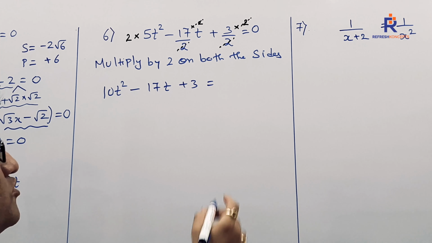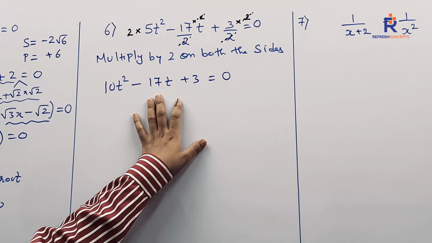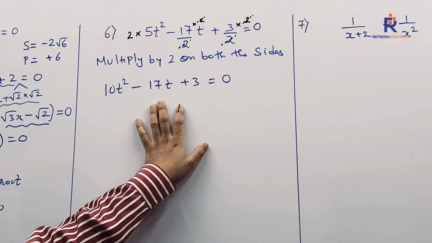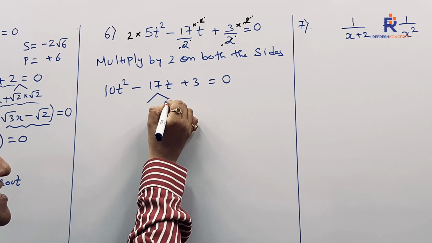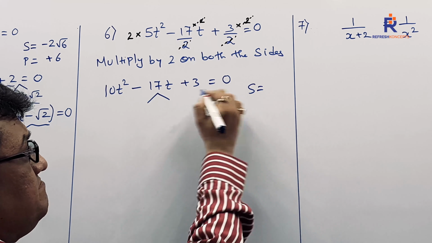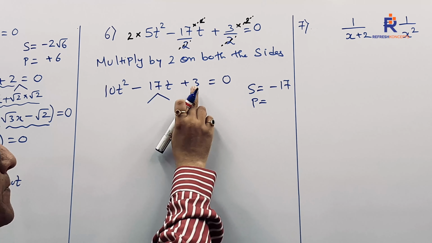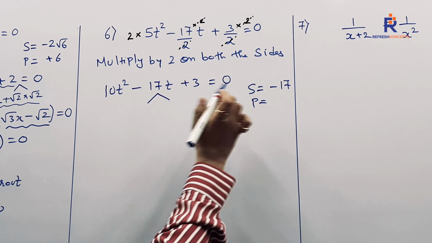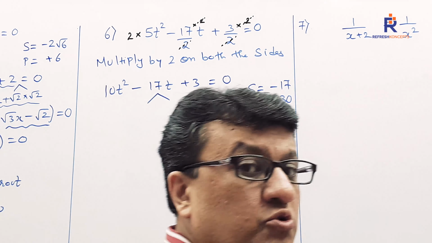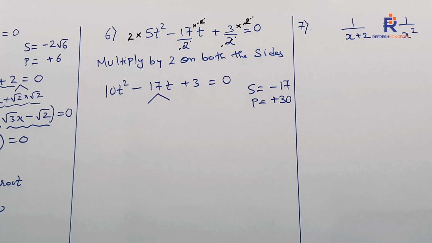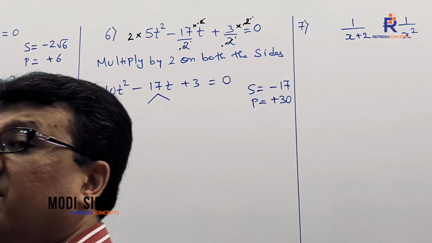Now children, just tell me whether we have literally obtained a standard equation or not. Indeed we have. Methodology is the same. We need to go for splitting the middle term. So what is my sum? My sum is minus 17. What is my product? Plus 3 into plus 10, plus 30. Now we are in search of two numbers whose sum is minus 17 and whose product is plus 30. When two numbers are minus, product is plus, both the numbers have to be minus.